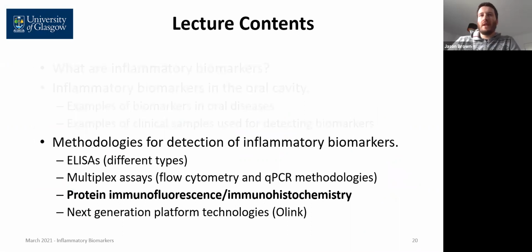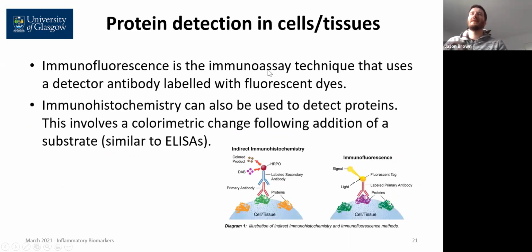So if we just move on into the last two, we've got protein immunofluorescence and immunohistochemistry. Immunofluorescence is a type of immunoassay that uses a detector antibody labeled with fluorescent dyes, as you can see here in the diagram on the bottom right. Immunohistochemistry, on the other hand, is also used to detect proteins, but this involves a colorimetric change following the addition of a substrate. Very similar principle to ELISAs, as you can see on the left-hand side, but this is actually using whole tissue. So with tissue biopsies, you can detect the presence or absence of a certain protein.